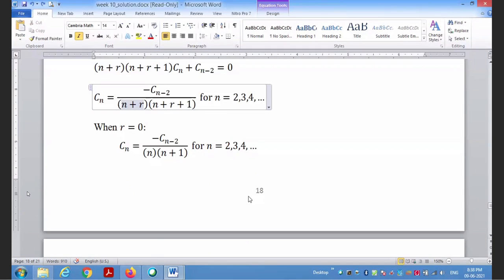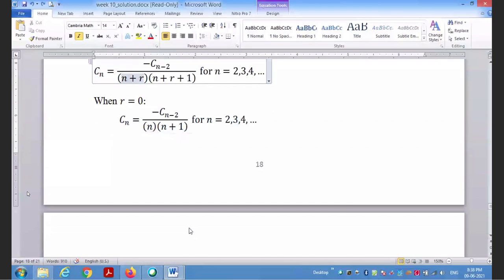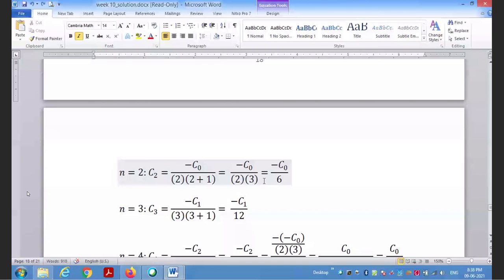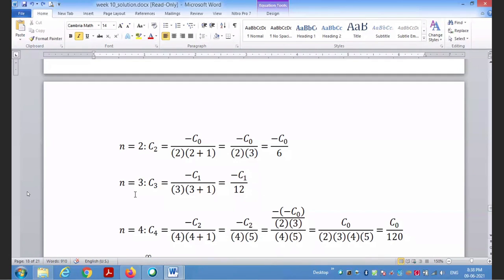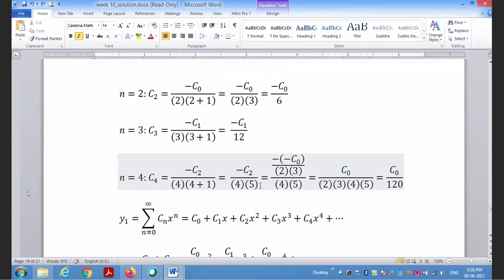Again, you replace n with 2. You want to get the first few terms. When n equal to 2, C2 equal to minus C0 over 6. And then when n equal to 3, we have C3 equal to minus C1 over 12. Actually, this one is 2 times 3. This one is 3 times 4, right? And then probably Suting can express this in general terms. I think you are good at this.